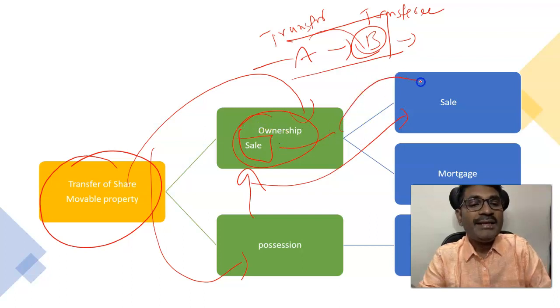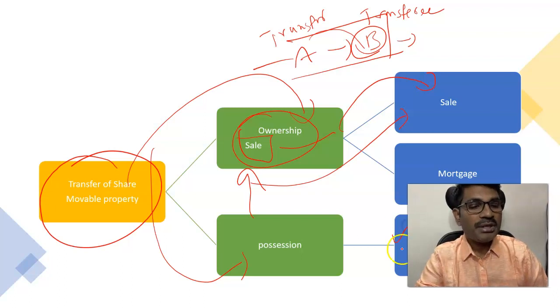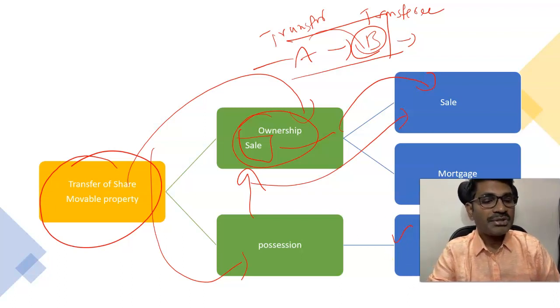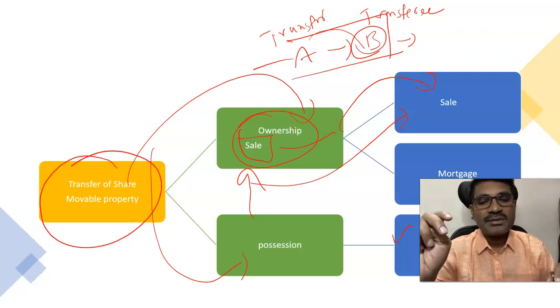When there is a sale, the transferor will leave the company and the transferee will get the shares, and the transferee makes an application to the company for his name to be entered. The other types of transfers which I put here are hypothecation, pledge, as well as lien. These are also various types of transfers.